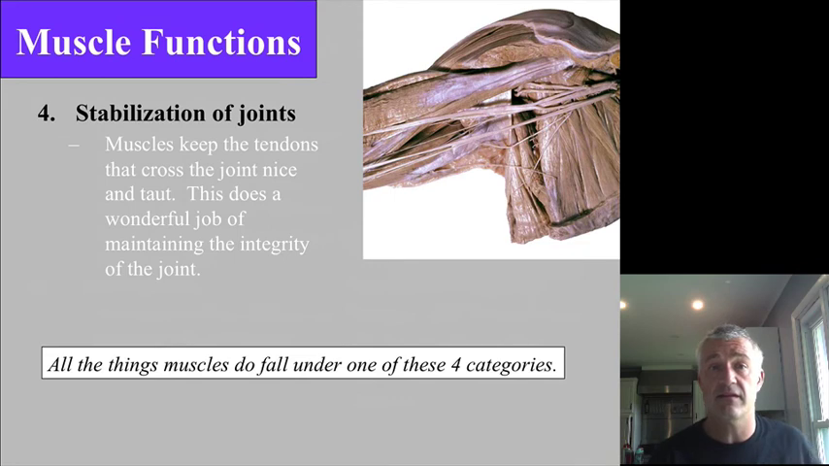And then finally, these do, again, as I was saying in the joint chapter, help stabilize the joints, which is part of the reason if you get damage to a particular joint, like the shoulder joint, a lot of times you'll try to strengthen the muscle around that joint to help make up for some of the damage to that joint. And again, all the things that muscles do will fall into one of these categories. So those are the functions of muscle.